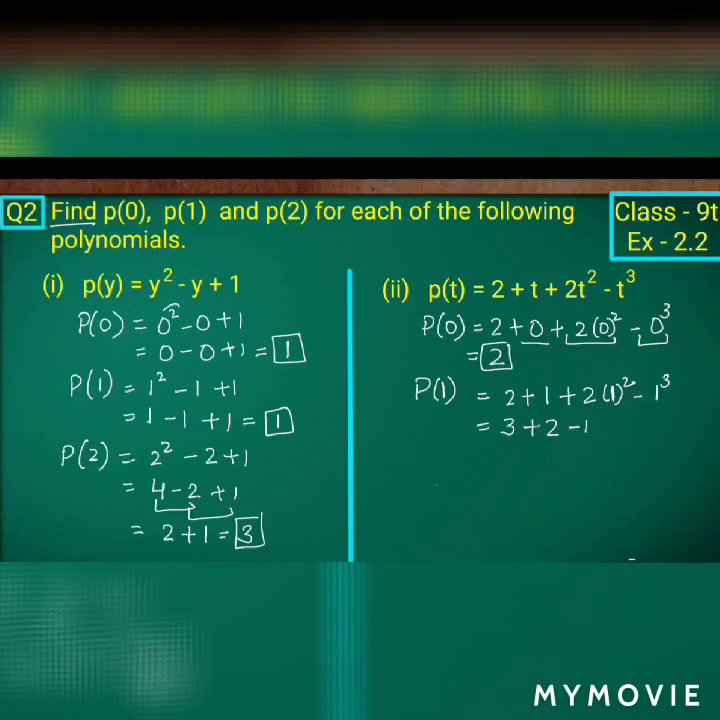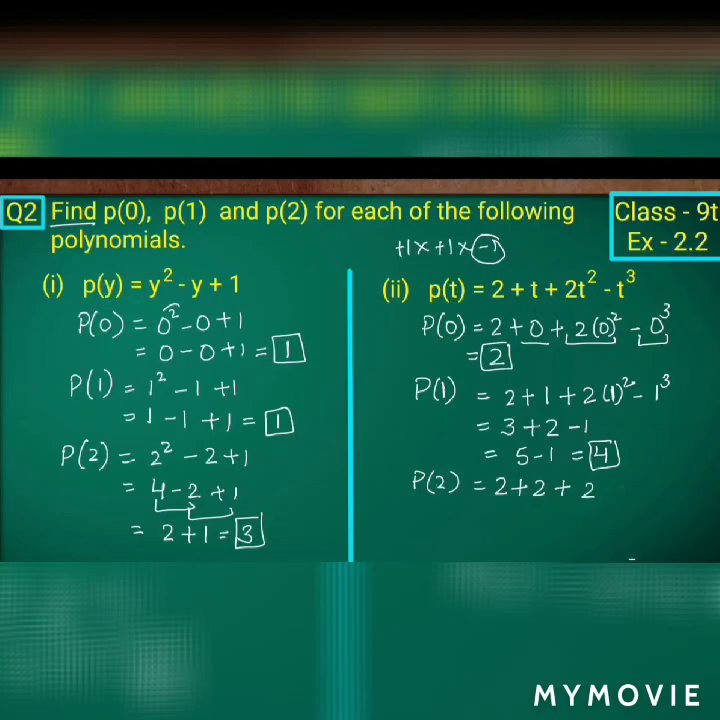So 3 plus 2 is what? 5. 5 minus 1 is what? So you know that plus 1 into minus 1 becomes minus, isn't it? So 5 minus 1 is 4. 4 is the answer for the expression at the variable 1. P of 2, in the variable t we are going to substitute the value 2.